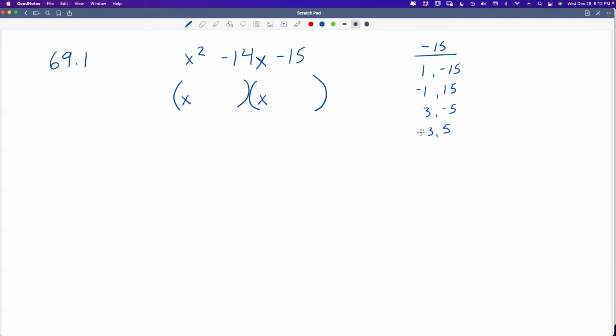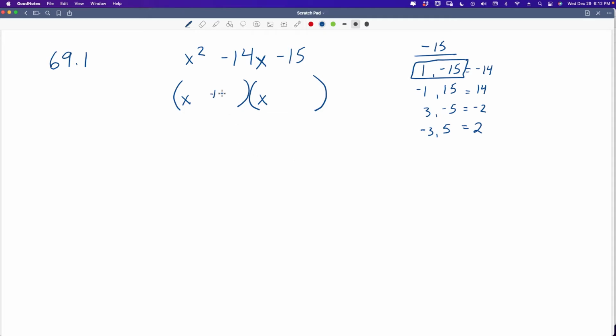So let's start from the bottom and work our way up since we're already down here. That's going to be a positive 2 when we combine those. 3 and negative 5 is going to be negative 2. 1 and 15 is going to be a positive 14. And positive 1, negative 15 is a negative 14. So what's the number we're looking for? We're looking for a negative 14. That's that one. So this is the pair that we're going to use.